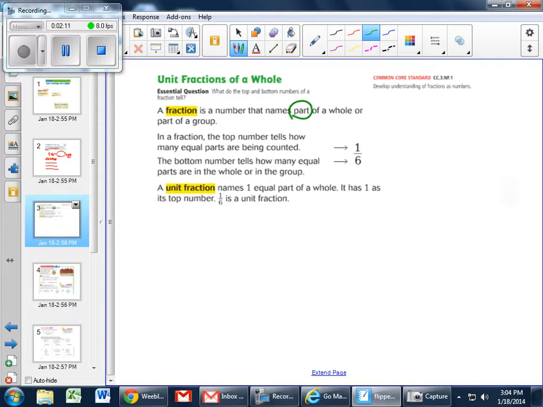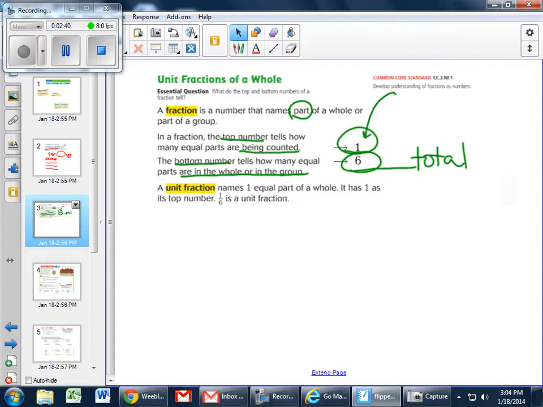In a fraction, the top number tells you how many equal parts are being counted. So how many you counted. The bottom number tells how many equal groups are in the whole or in the group. So this is your total number, the total number of things that you're counting. This is, of that total, how many are on the top.